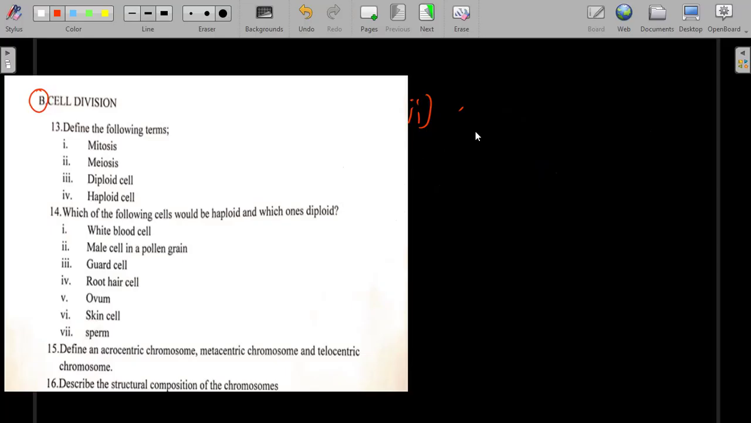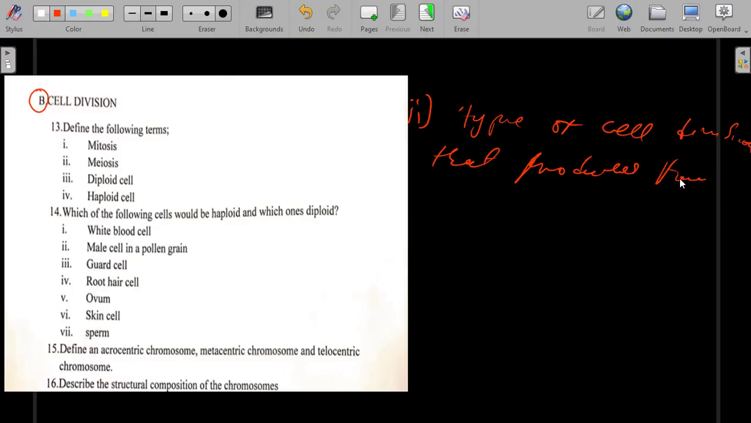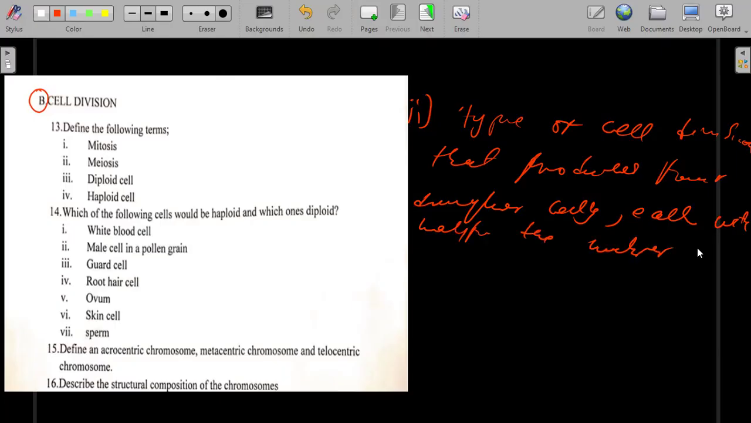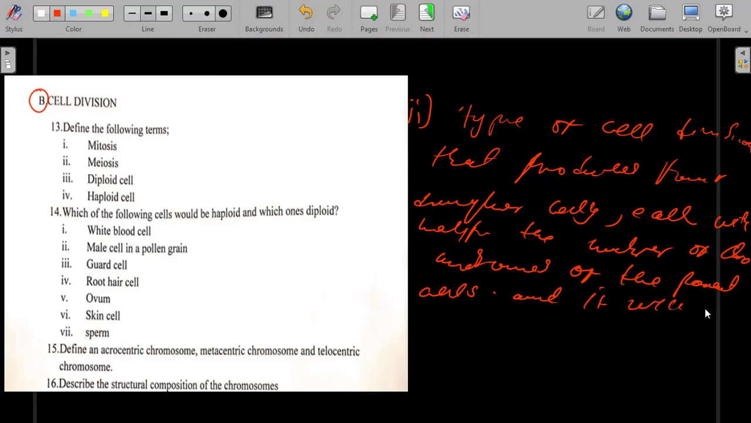Okay, so we're saying meiosis is a type of cell division that produces 4 daughter cells, each with half the number of chromosomes of the parent cell, and it will happen in gametes. So that's what meiosis is.